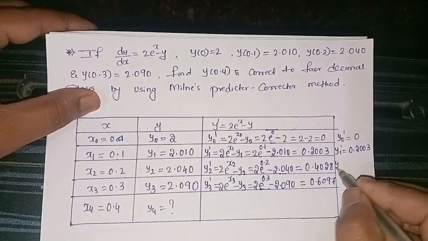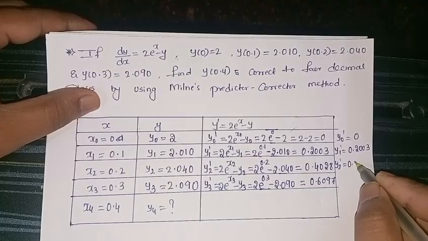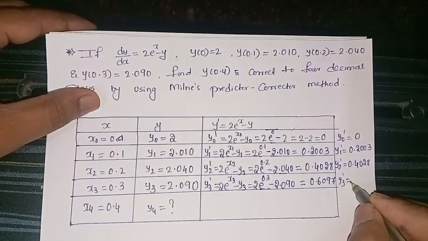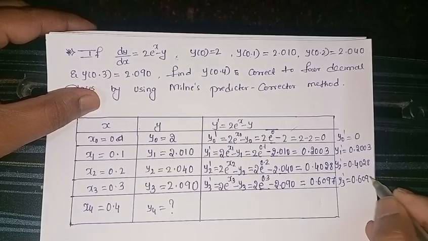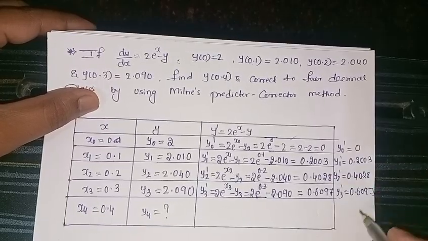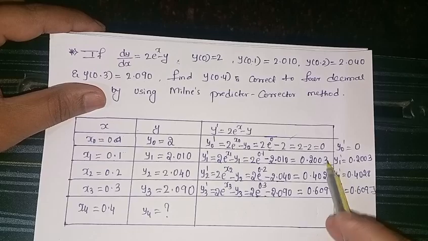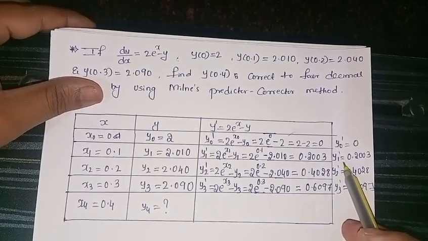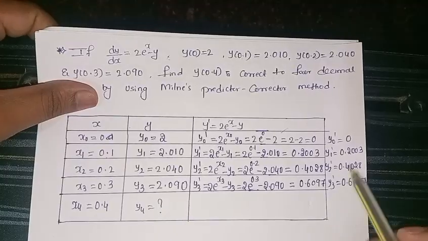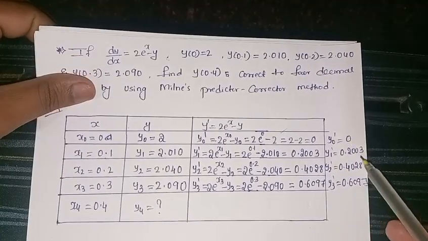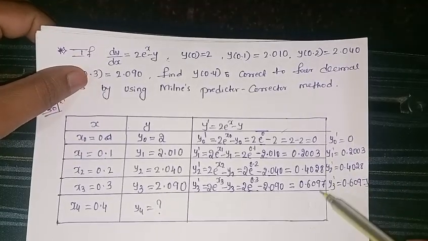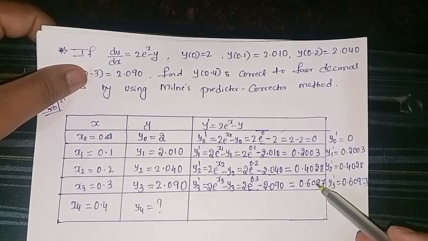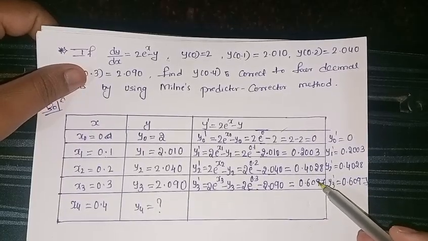So now we have y1 dash as 0.2003, y2 dash as 0.4028 and y3 dash as 0.6097. These values are written separately. This last decimal may vary based on the calculator configuration if you are using scientific calculators, but the rest, 0.2, 0.4, 0.6, is the same in all calculators.